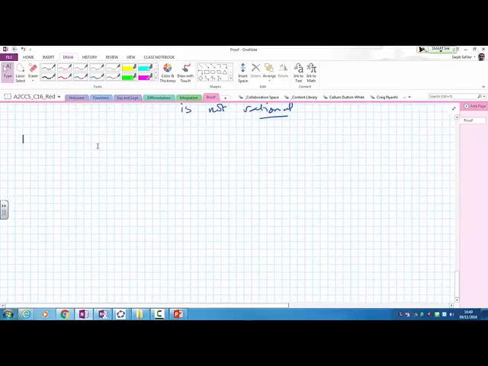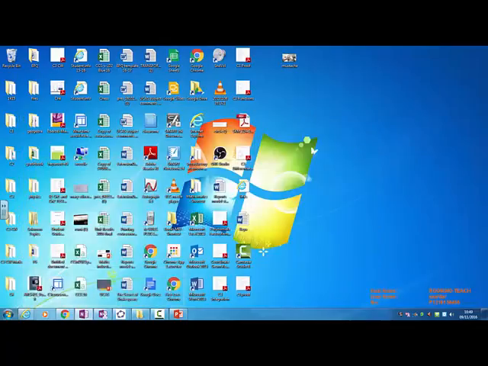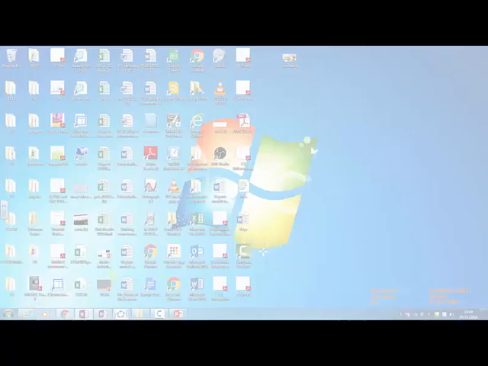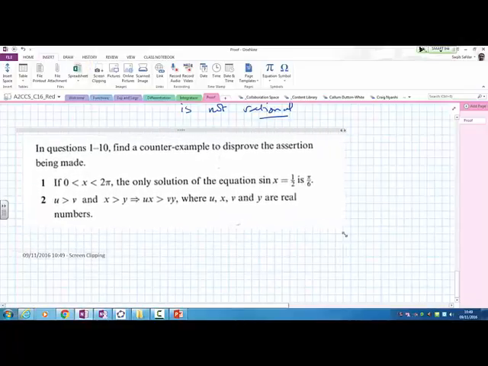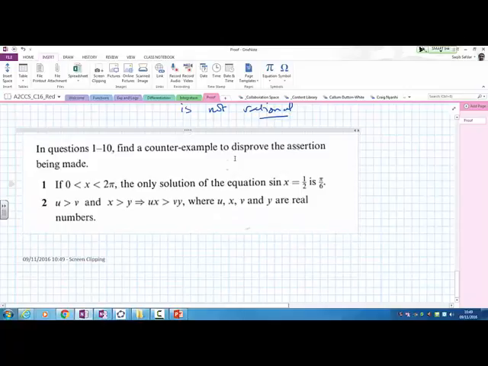Right. Can we have a go at these two questions here? So I'll put down questions 1 and 2 from the worksheet I've given you. What I'd like to do is find a counter example to disprove this. Now, if you look at the questions on the worksheet I've just given you, from questions 1 to 10, it's all about disproof by counter example.